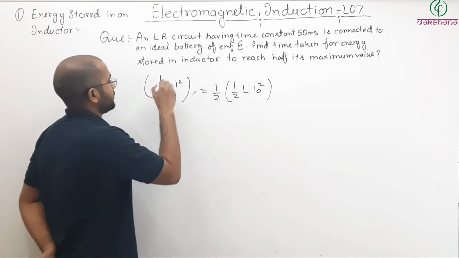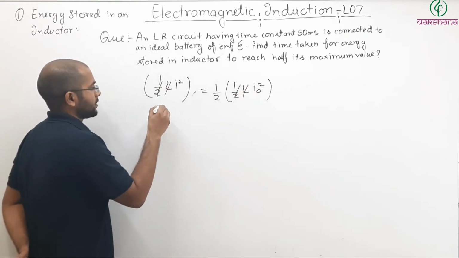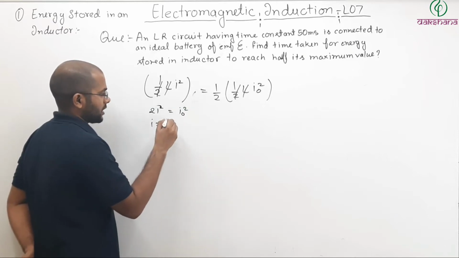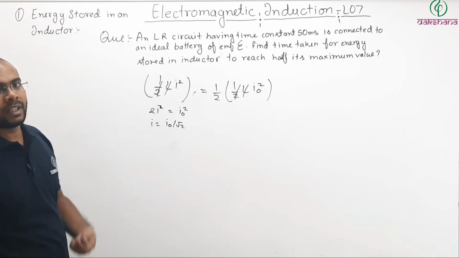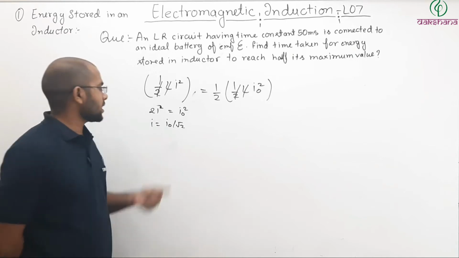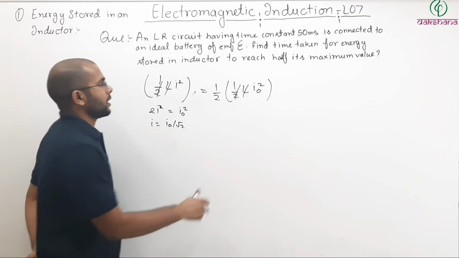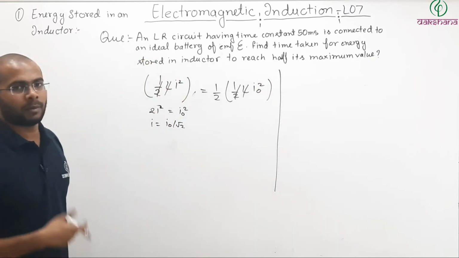So half L cancel, half L cancel. Twice of I square is equal to I naught square. So I is nothing but I naught divided by root 2. So when energy stored in the inductor is half of the maximum value, current through the inductor is I naught by root 2. So when current becomes this, your energy stored will become half.